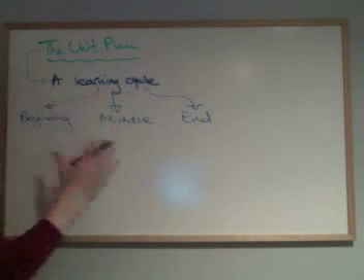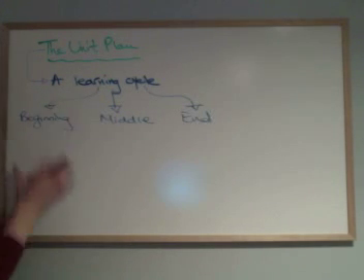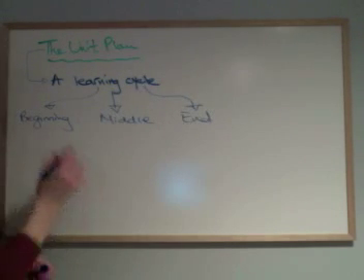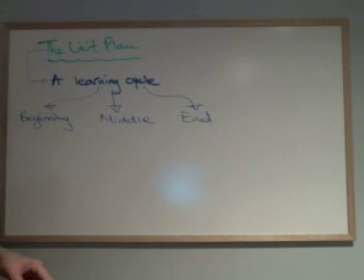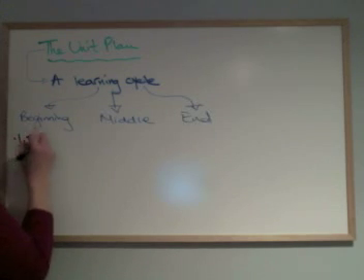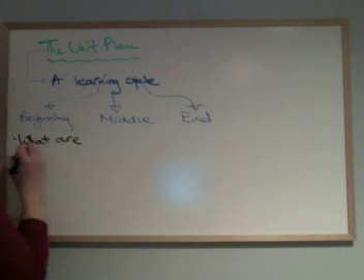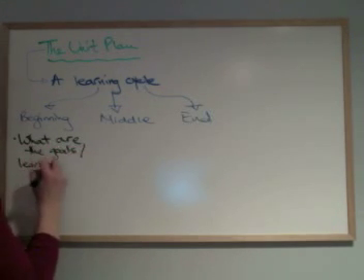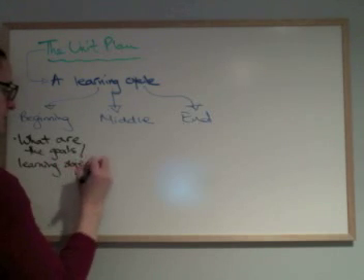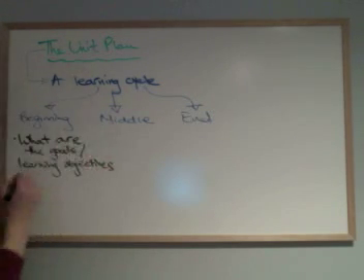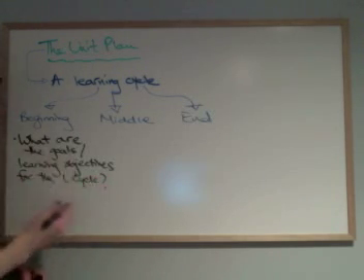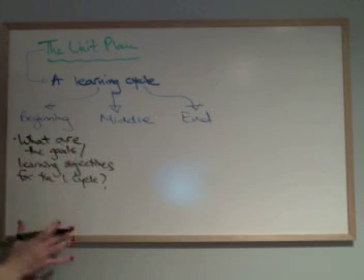But here's the point of a learning cycle. In the beginning you have certain goals. In a learning cycle, you're going to want students to be learning goals, so you're going to set out some goals. What are the goals, the learning objectives for this learning cycle? Basically, what do you want them to learn? What do you want them to be learning?